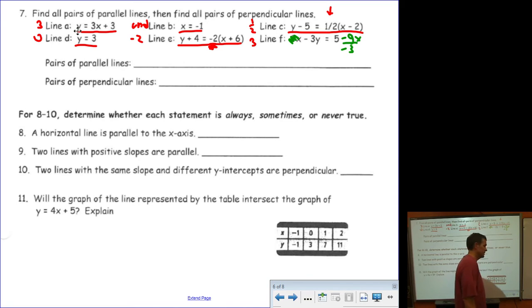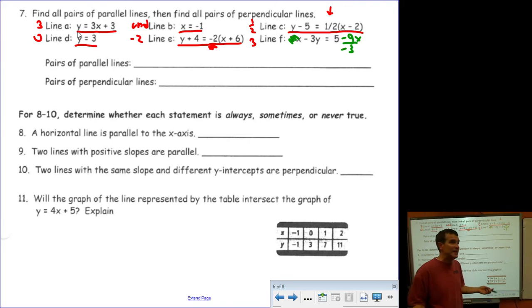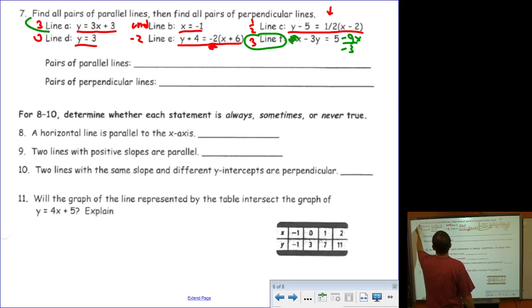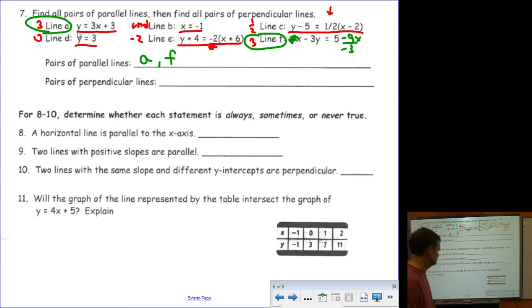All right. So let me look for parallel lines first. That would be lines that have the same slope. This guy and this guy have the same slope, so lines A and F are going to be parallel to each other. Anything else equal? I don't think so.